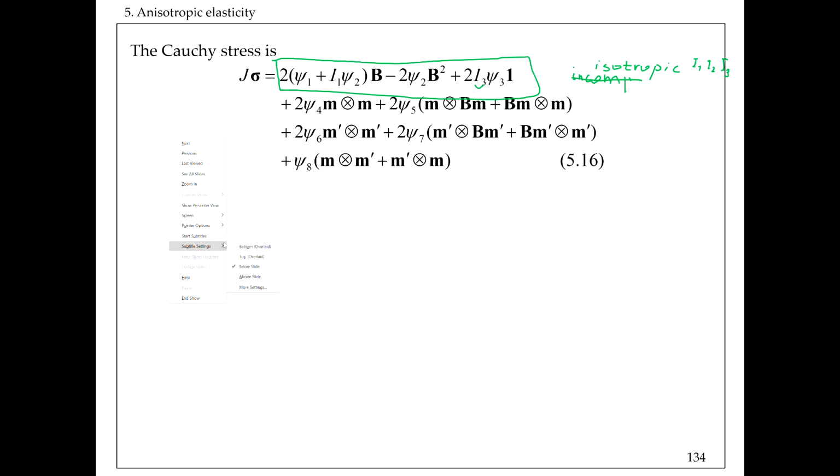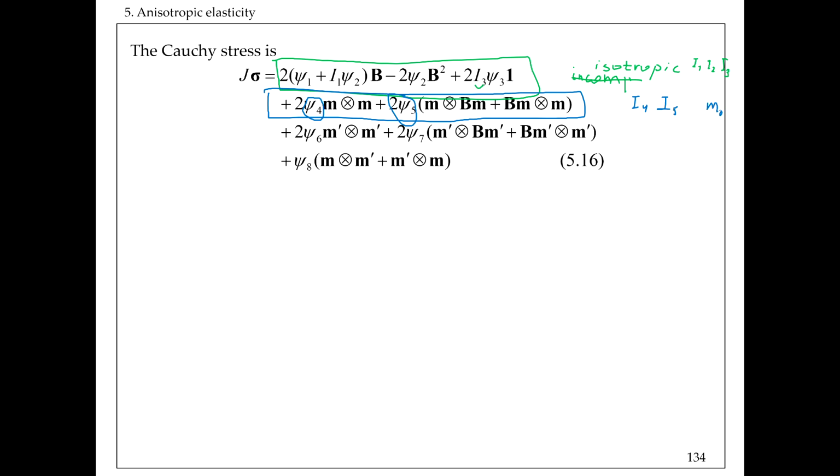Now we have a second part that we already have seen, when we have one family of fibers, so this transversely isotropic material. You can see that here we have the derivatives that come from the fourth and fifth invariant. That was a family of fibers with a structure tensor depending on one family of fibers aligned in that direction, M0. Let me just erase that.